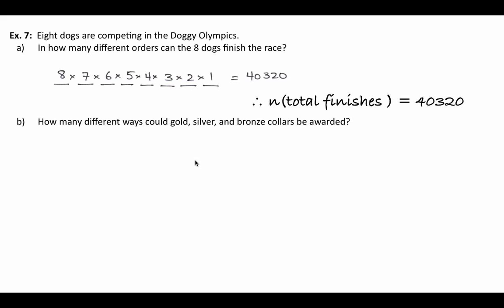Well, now instead of all 8 dogs, we only care about who runs across first, second, and third. So we have 3 spots to fill. Again, in the first place position, we've got 8 dogs to choose from. Once we've used up that dog, it can't win gold and silver. So then we've got a different dog to choose from for silver, and then a different dog for bronze. So we've got 8 times 7 times 6. So the total number of ways that these gold, silver, and bronze collars can be awarded is 336.